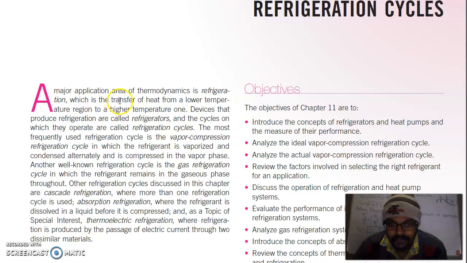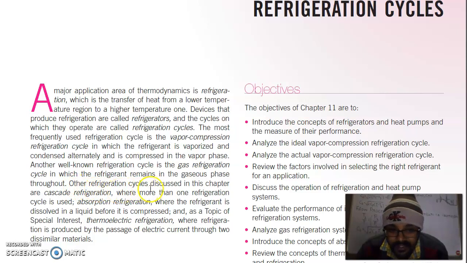A major application area of thermodynamics is refrigeration, which is the transfer of heat from a lower temperature region to a higher temperature one. Devices that produce refrigeration are called refrigerators, and the cycles on which they operate are called refrigeration cycles. The most frequently used refrigeration cycle is the vapor compression refrigeration cycle, in which the refrigerant is vaporized and condensed alternately and is compressed in the vapor phase. Also well known is the gas refrigeration cycle, in which the refrigerant remains in the gaseous phase throughout.